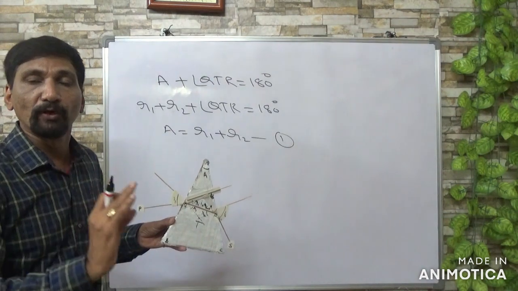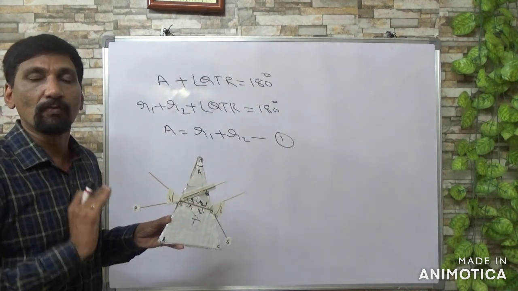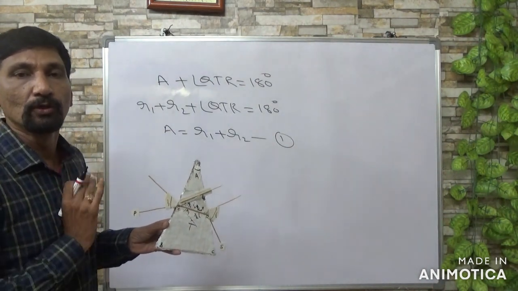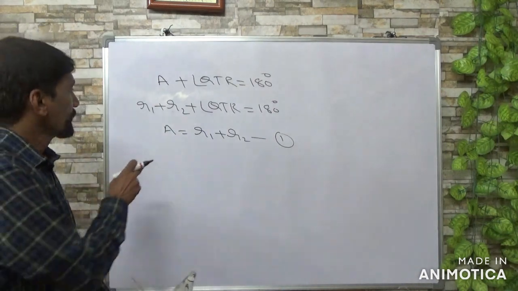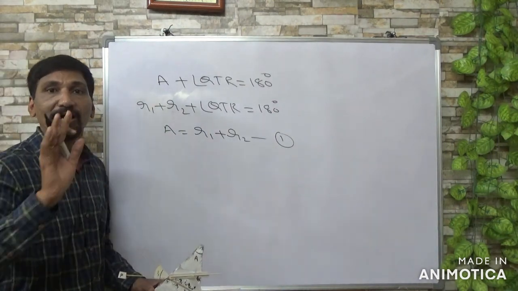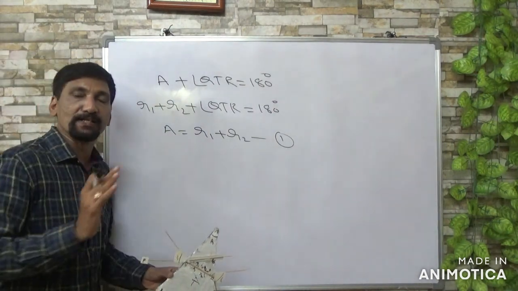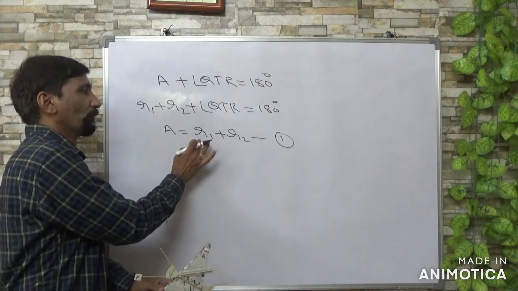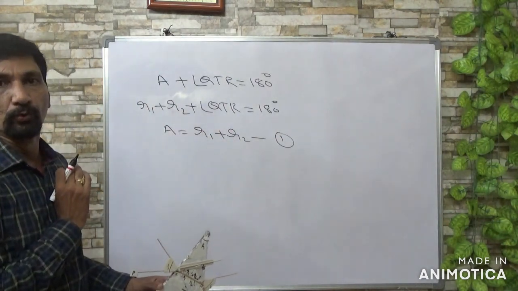Very important, in order to solve problems related to competitive examinations, you need to remember this formula. That is, the angle of prism is always equal to R1 plus R2.